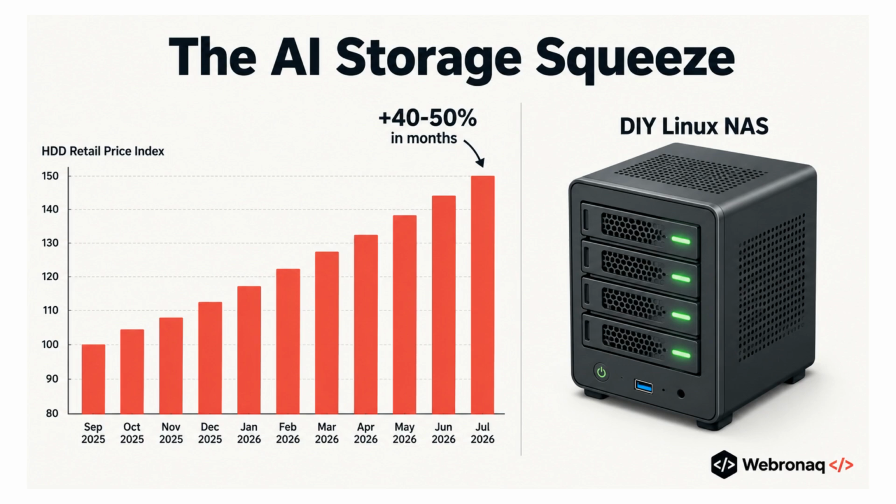Here is a question worth asking right now. Why would you build your own NAS when you can just buy one off a shelf? Because right now, in mid-2026, HDD prices have surged roughly 40 to 50% in less than a year. The reason is straightforward. Western Digital and Seagate sold their entire 2026 hard drive production capacity to AI data centers, leaving almost nothing for consumers. WD CEO Irving Tan confirmed the company's capacity is fully allocated through calendar year 2026.